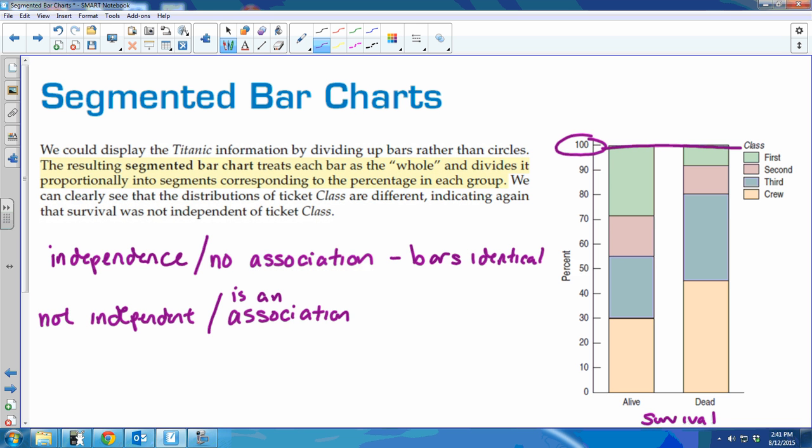So tonight when you do the assignment, you'll have to make a segmented bar chart and then talk about independence. But we're going to do one together so you see how one gets made. Does that make sense what they're showing?